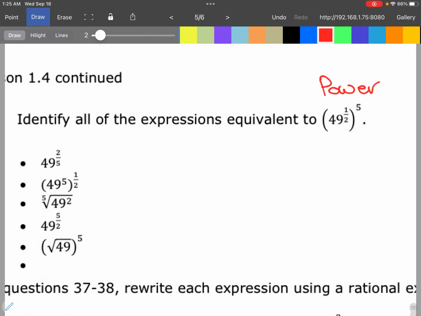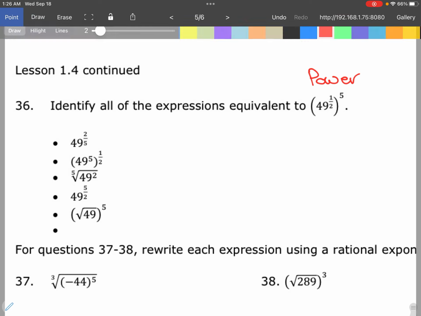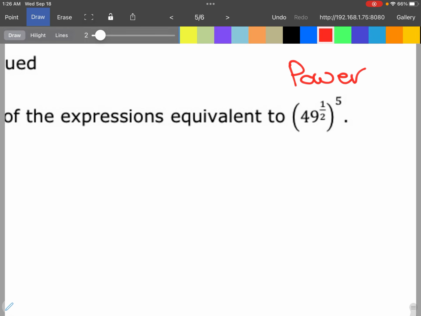Anyways, let's go to number 36. We got equivalent power rules. No, I lied. Identify all the expressions equivalent to 49 to the 1/2 power, all to the power of 5. Okay, so this is power rule, and technically you would multiply these guys right here. And you can type it in just like this, y'all, in decimals: 1/2 times 5, and I'm pretty sure your calculator is gonna say 2.5. That's what it's gonna say.